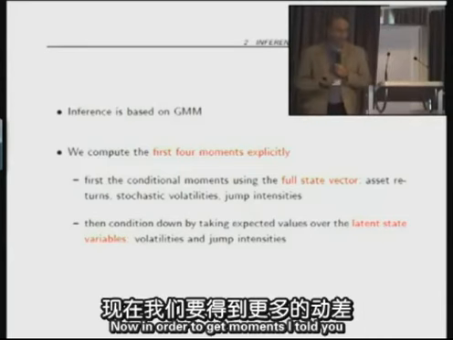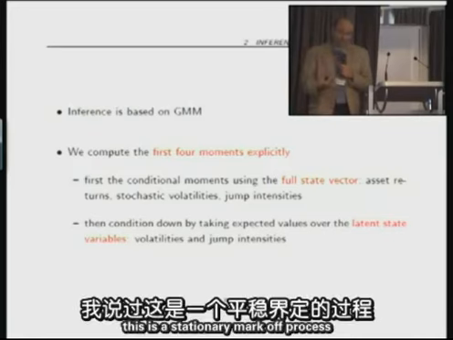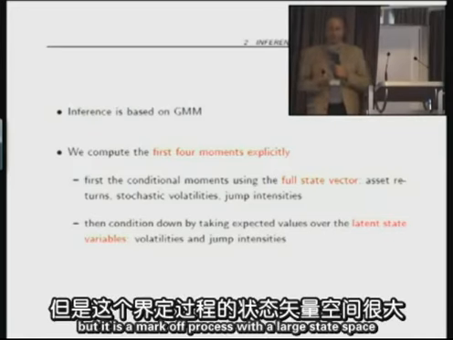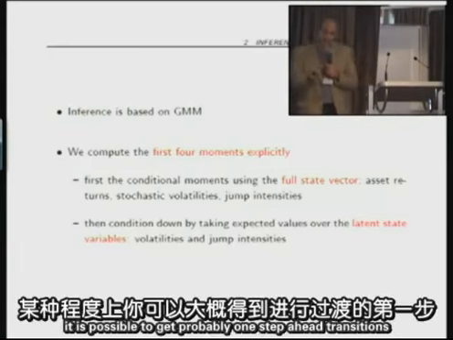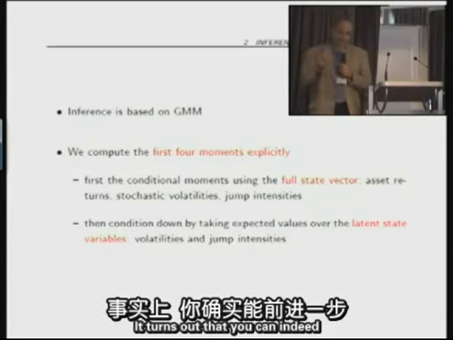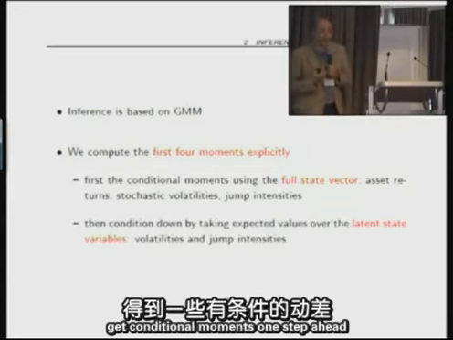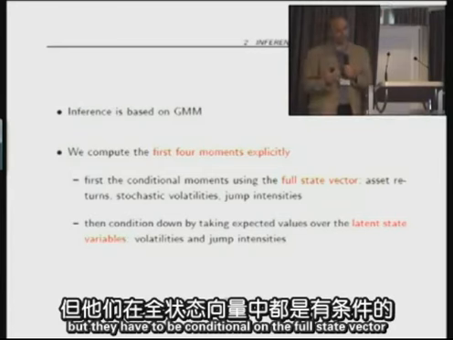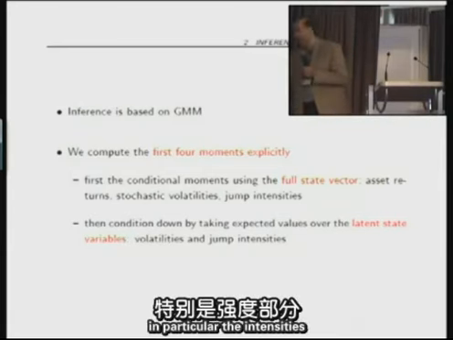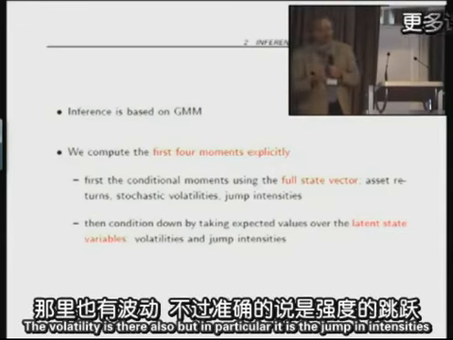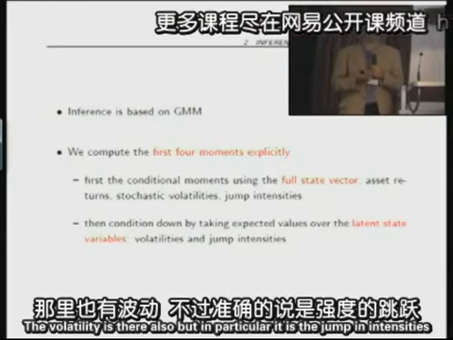Now, in order to get moments, I told you this is a stationary Markov process, but it's a Markov process with a large state space. So given that it's a Markov process, you can see that it's possible to get 1 step ahead transitions. And it turns out, yes, you can indeed get conditional moments one step ahead. But they have to be conditioned on the full state vector. And part of the full state vector is latent, in particular the intensities. The volatility is also, but in particular the jump intensities.